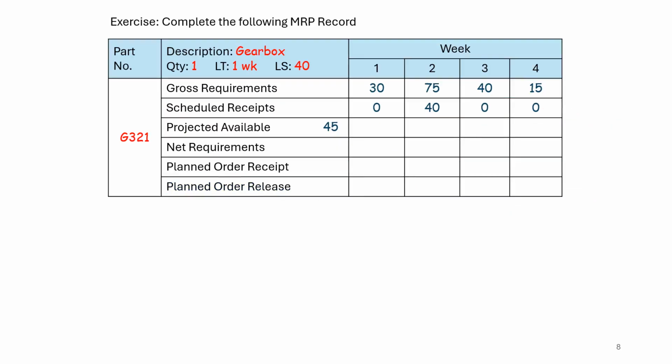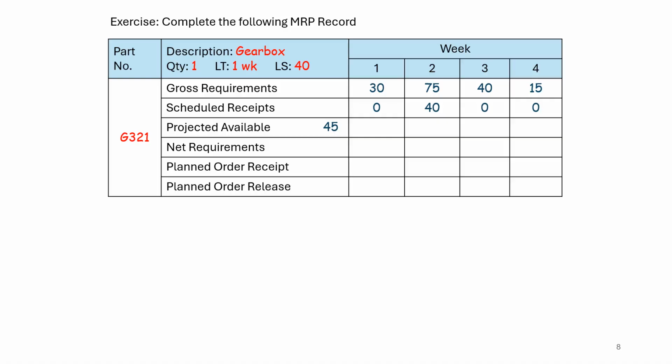So let's take a look at this MRP example. We are making the MRP for a gearbox component, and the lead time is 1 week, the lot size is 40 units, and the part number is G321. The inputs to the MRP are the gross requirements and the scheduled receipts, which are already given to us. And now we are asked to make the MRP.